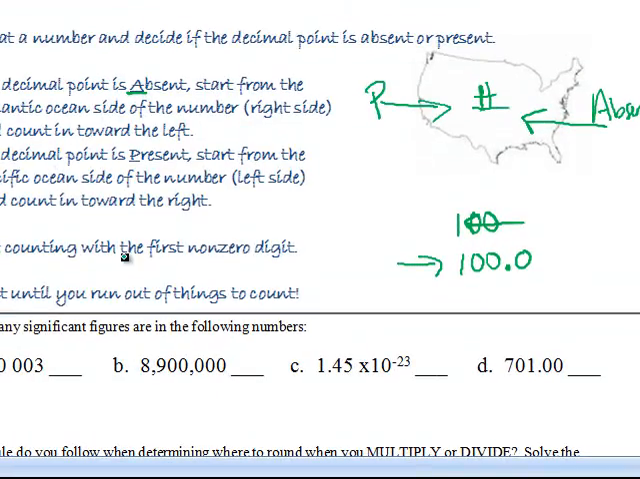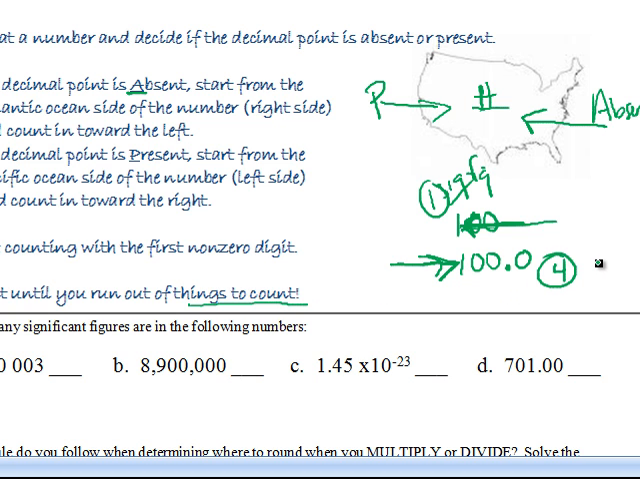The next rule is start counting with the first non-zero digit. So if you come in from the Atlantic side, you hit a 0, you can't count yet until you get to this 1. And the last rule is count till you run out of things to count. So you hit the 1, you start counting, and you also end counting. You can't count anymore, so there's only one sig fig. One number that means something important to us. If you go this way, right away you run into a number. You hit the 1. And you count till you run out of things to count. So 1, 2, 3, 4. There's 4 sig figs there. So there's 4 bits of information. 100.0 tells us a lot more information than 100.